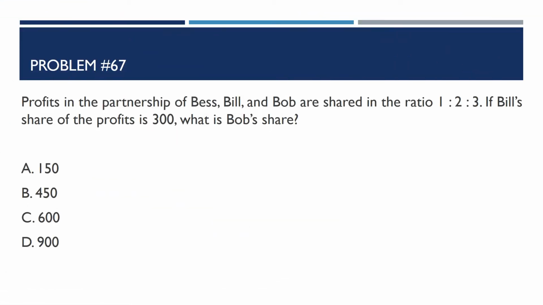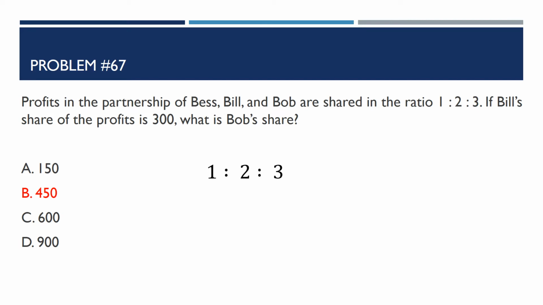Number 67. Profits in the partnership of Bess, Bill, and Bob are shared in the ratio of 1:2:3. If Bill's share of the profits is 300, what is Bob's share? So let's find the answer. The answer for this is 450. So how did we get 450?